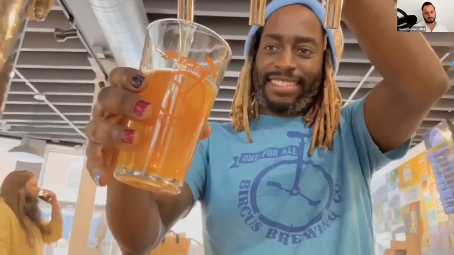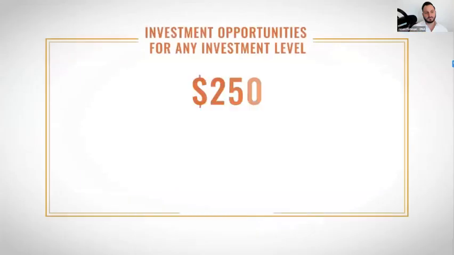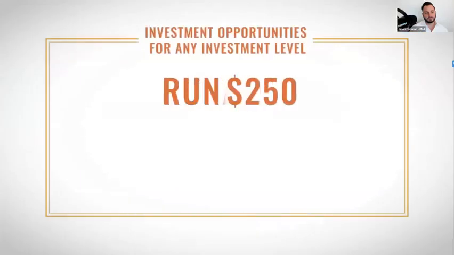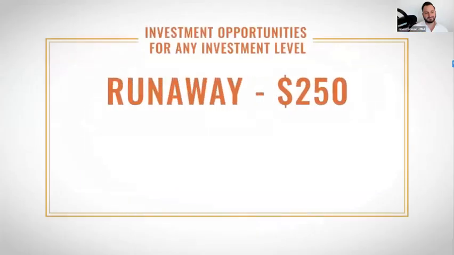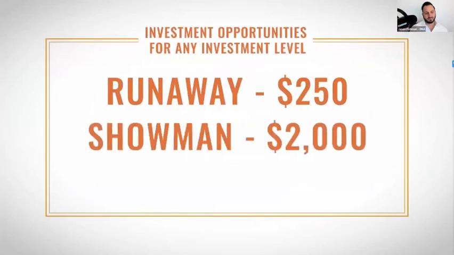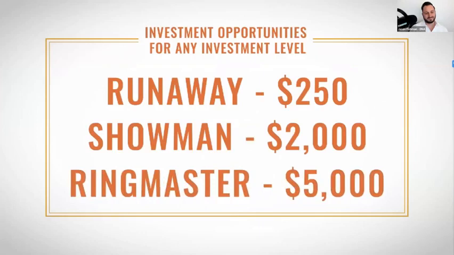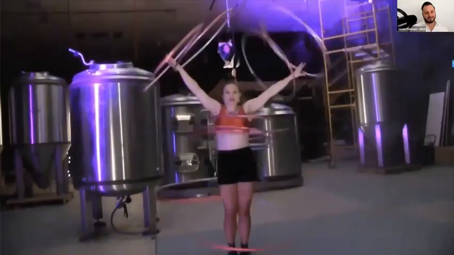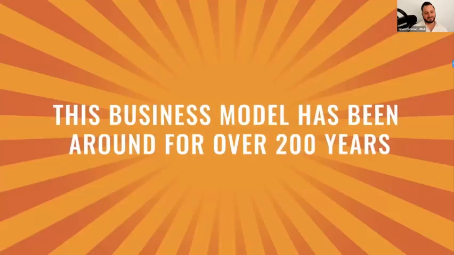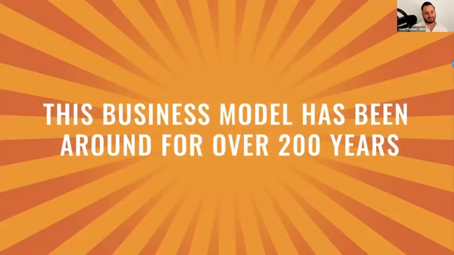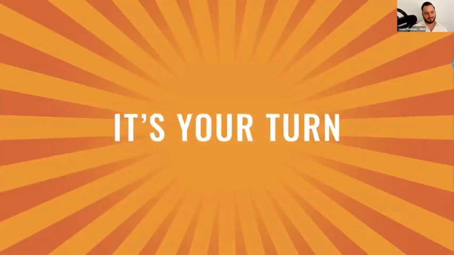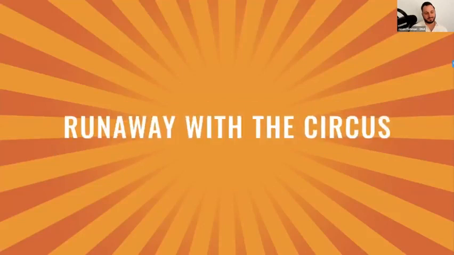We're the first crowdfunding brewery, and we want to continue this momentum. For $250, you can own a piece of our circus brewery. For $2,000, you can make a custom beer with us. You can design the label. We'll make it happen. And for $5,000, we will throw a party unlike anything you've ever seen at the historic Ludlow Theater. We are focused and fearless. Our business model's been around for 200 years. We'll be around for 200 more. Now it's your turn to run away with the Bierkus Brewing Company.